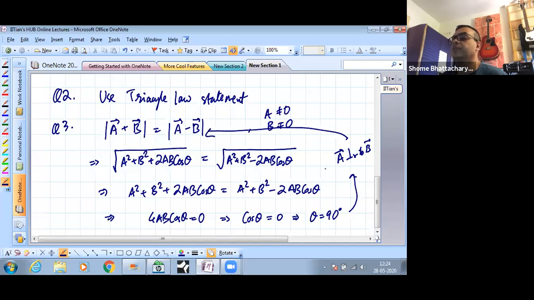So this statement implies this, or that statement implies this. If we say mod A plus B is equal to mod A minus B, it implies that they must be perpendicular vectors. Or the moment we talk about perpendicular vectors, it implies that the sum and the difference have the same magnitude. So just make a quick note of this, then we move on to question number 4.